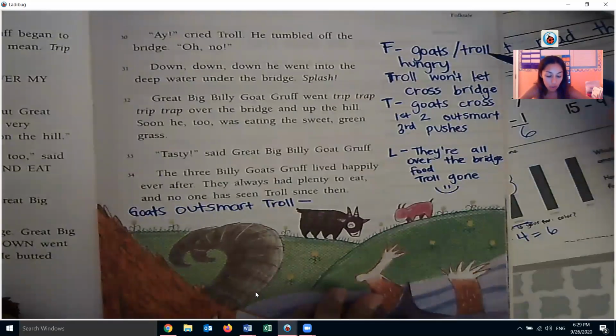So first, the goats and Troll are hungry. So the goats want to eat the grass. The Troll kind of wants to eat the goats trying to cross by, and he won't let them cross the bridge. Then the goats decide to try and cross the bridge.